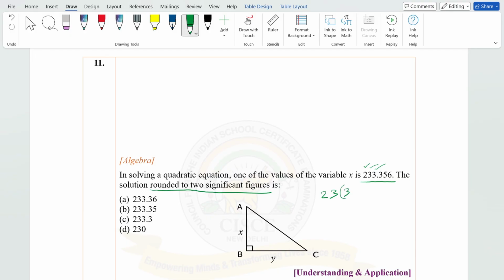This one is less than 5, so this figure stays. If this one is 236, this is greater than 5, so this will be 24. Two significant figures means we have to round this 23. We have to check this one, whether less than 5 or greater than 5. If equal to 5, it will be the next number.